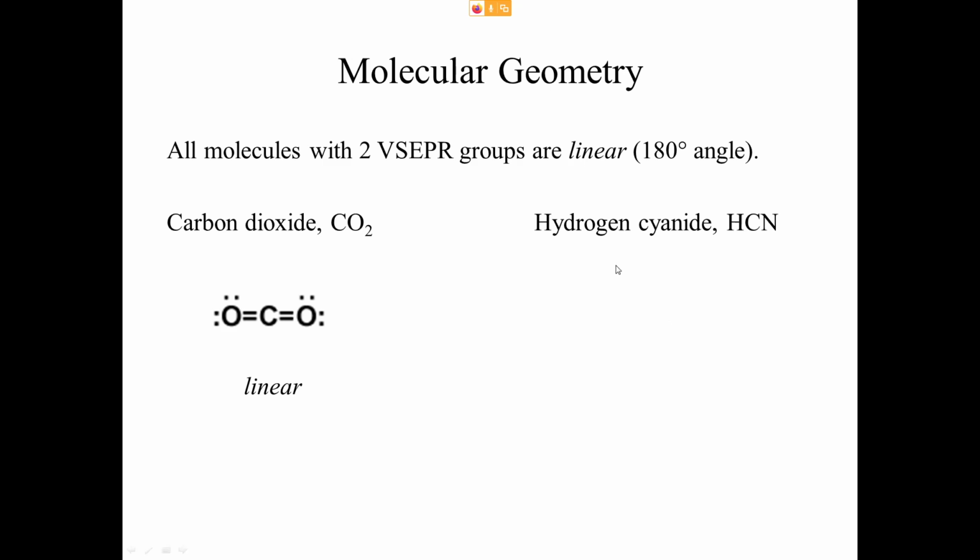For hydrogen cyanide, if you draw the Lewis structure, we'll end up with a triple bond between the carbon and nitrogen, to fill the octet of carbon. Here again, the carbon only has 2 VSEPR groups. There's the hydrogen over here and the nitrogen over here.